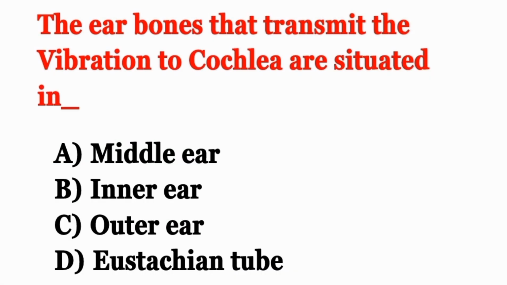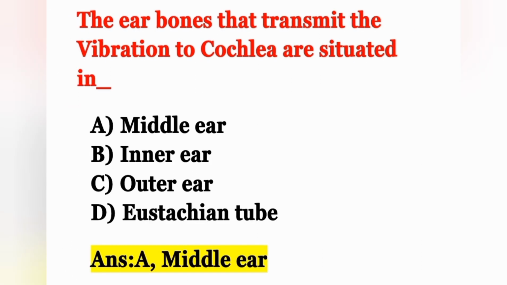The next question, the ear bones that transmit the vibration to the cochlea are situated in? Options: option A, middle ear, option B, inner ear, option C, outer ear, and option D, eustachian tube. Correct answer is option A, middle ear. The ear bones which are located in the middle ear help to transmit vibration to the cochlea.